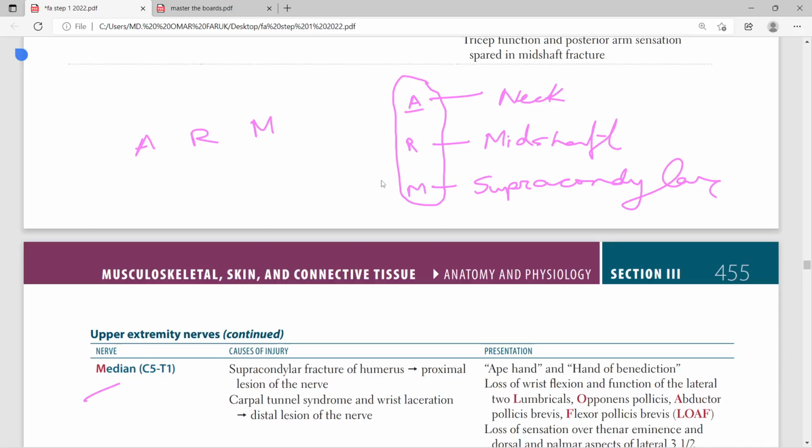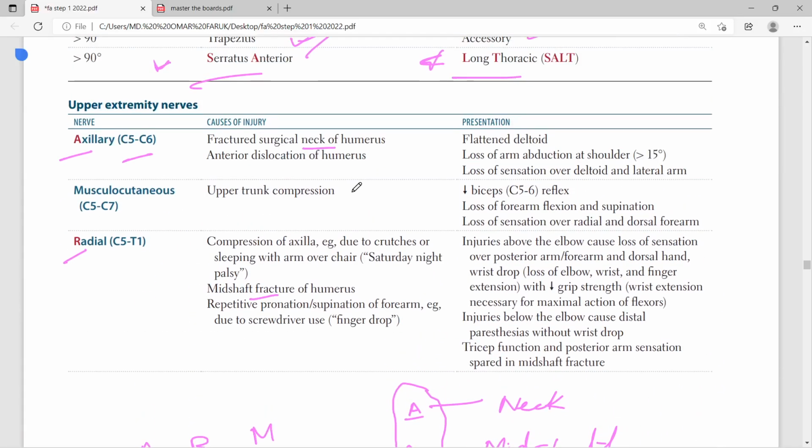If there is fracture of the neck of the humerus, then the axillary nerve can be injured. If there is mid-shaft fracture, then the radial nerve may be injured. And if there is supracondylar fracture of the humerus, then the median nerve is involved. Fracture of the neck and anterior dislocation of the humerus are causes of injury to the axillary nerve. And what will be the presentation?